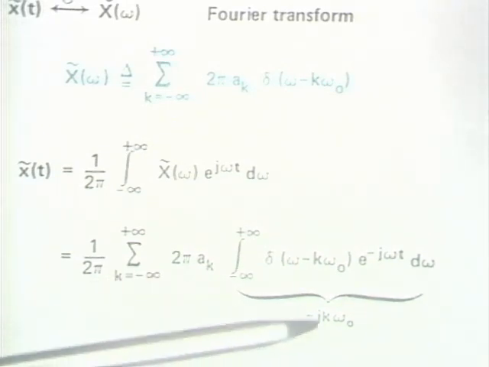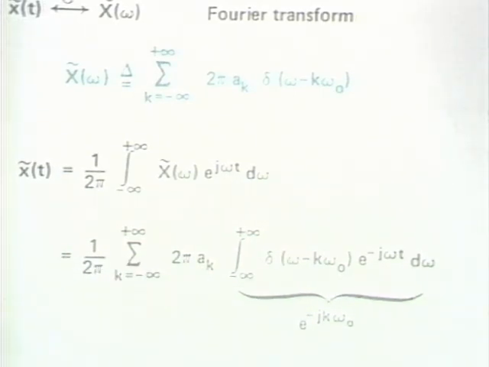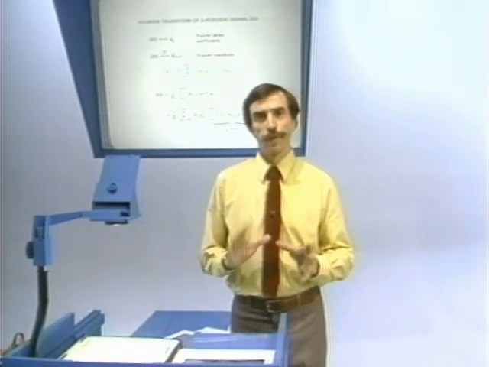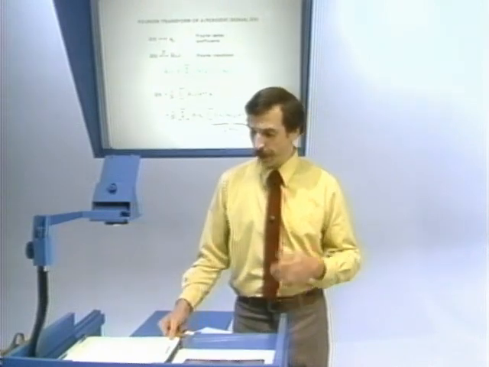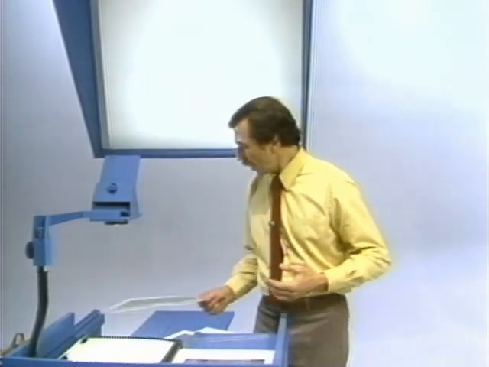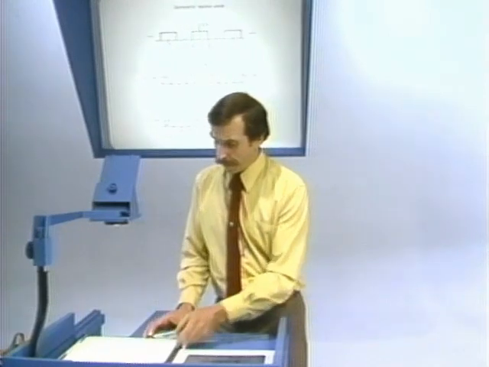So we have the exponential factor, we have the Fourier series coefficients, the 2 pi's take care of each other, and what we're left with is the synthesis equation for a periodic signal in terms of the Fourier transform, or in terms of its Fourier series coefficients. All right, now we can just see this in terms of a simple example.